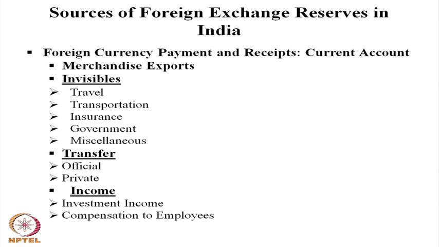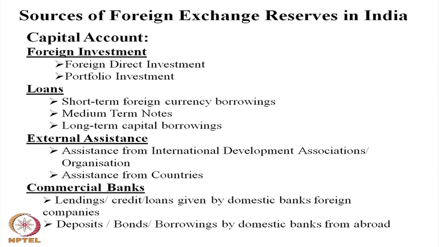Similarly, our NRIs, the non-resident Indians working abroad, their compensation, their salary, is also part of the income as compensation to employees. In the current account, exports provide foreign exchange, invisible transactions provide foreign exchange, transfer payments also provide us foreign exchange, and income provides us foreign exchange. So, these are the sources of current account activity which provide a particular country foreign exchange.